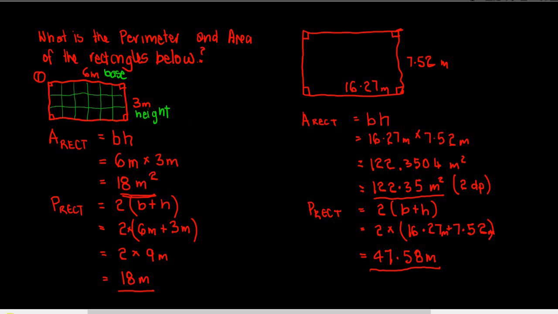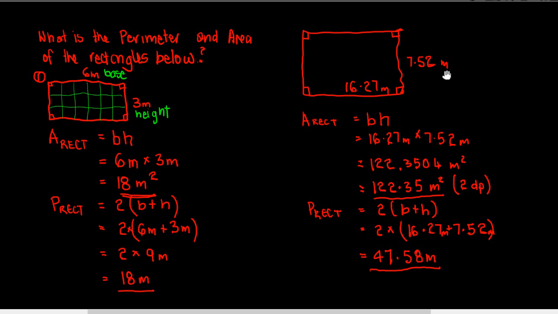Now, let's have a look at the perimeter. Perimeter of the rectangle, trot out our formula, 2 bracket b plus h. Let's fill in what we know, and that's equal to 2 times 6 meters plus 3 meters. Do the brackets first. 6 plus 3 is 9 meters, so we're adding them. And 2 times 9, 18 meters. That's the perimeter of that rectangle, 6 meter by 3 meter rectangle.